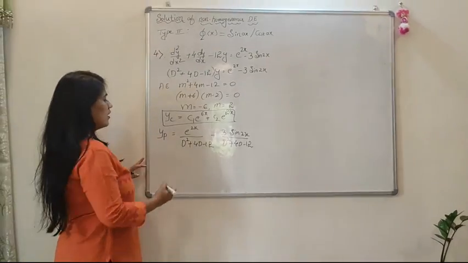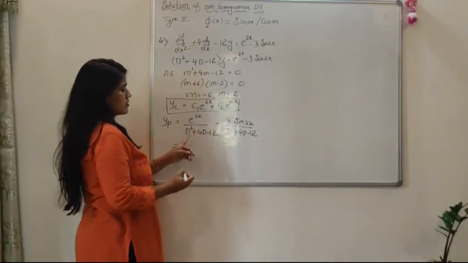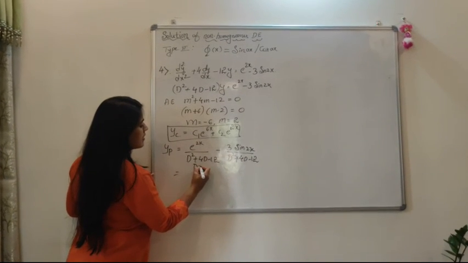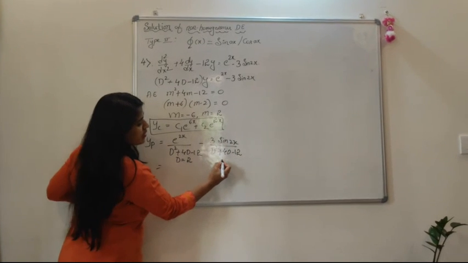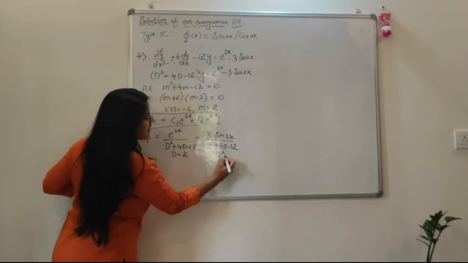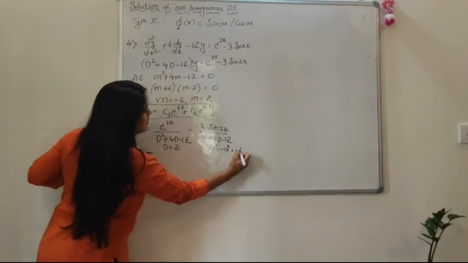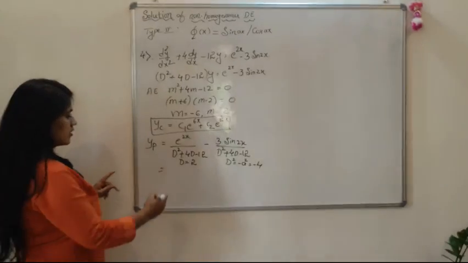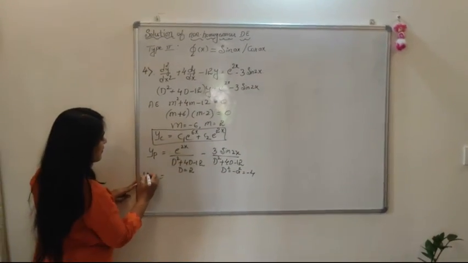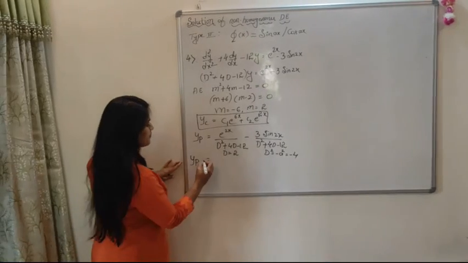Now e power 2x by d square plus 4d minus 12 is type 1. Replace d by a, a is 2. Here sin 2x is type 2, so replacing d square by minus a square, a is 2, it is minus 4. So I will take yp1 and simplify the first term first.